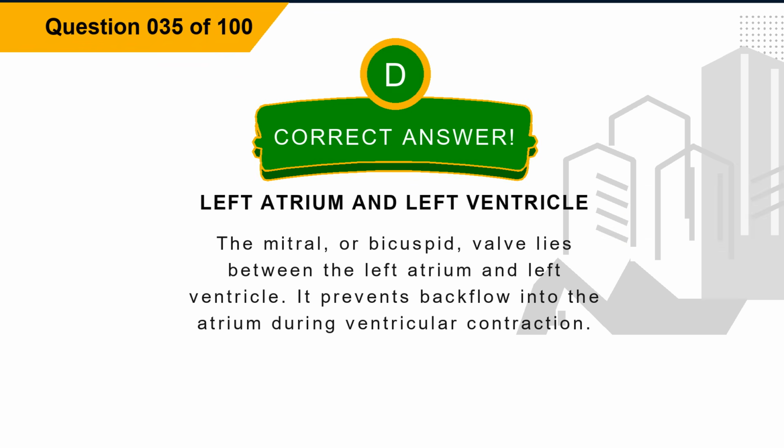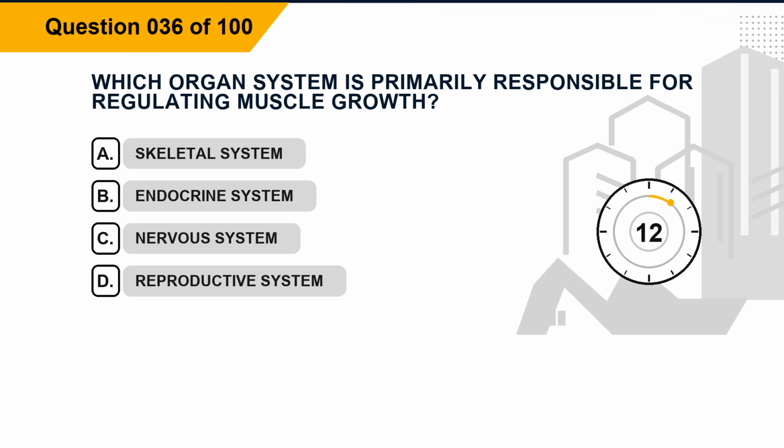Explanation. The mitral, or bicuspid, valve lies between the left atrium and left ventricle. It prevents backflow into the atrium during ventricular contraction. Question 36. Which organ system is primarily responsible for regulating muscle growth?